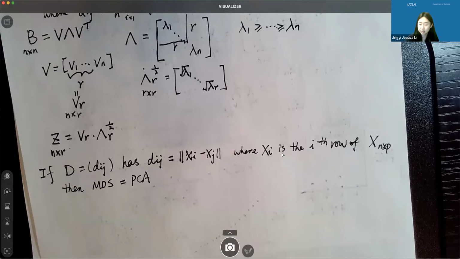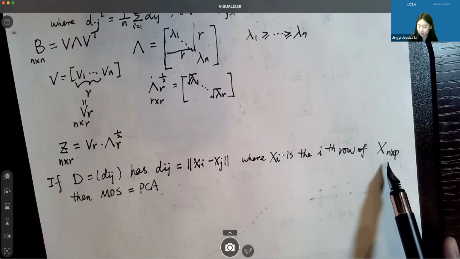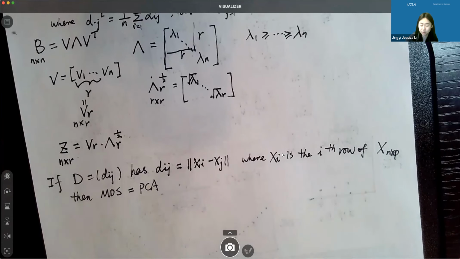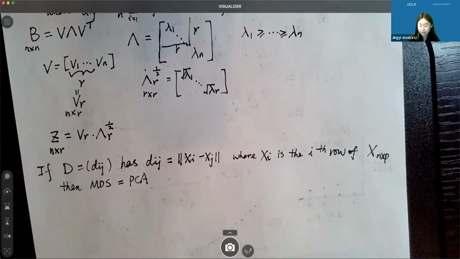But you can see MDS is more general. It is not restricted to an input matrix with the distance calculated based on Euclidean distance. You could define the distance in any way you want, and then follow this procedure to find embeddings that preserve the input distance. That's it. I think it's a very cool idea, and I think it hasn't received enough attention nowadays, but it's a very classical technique.